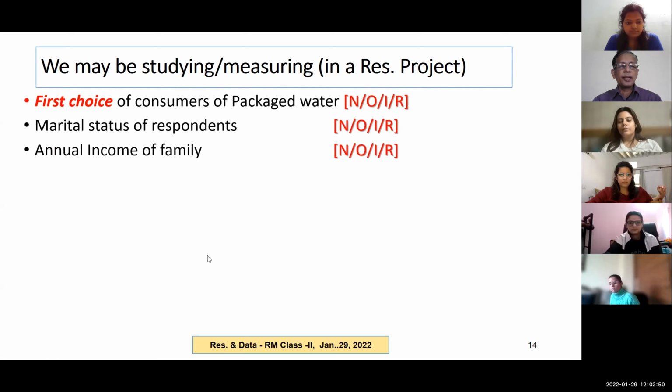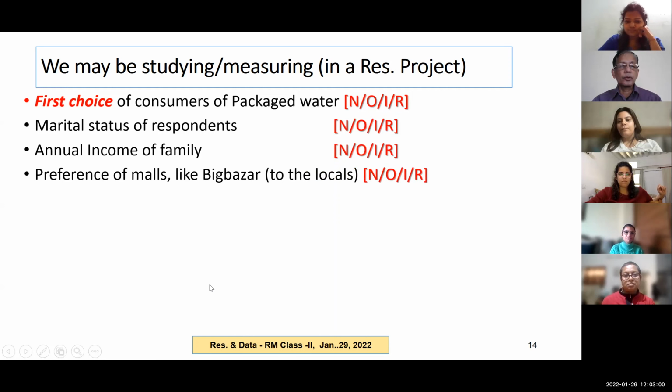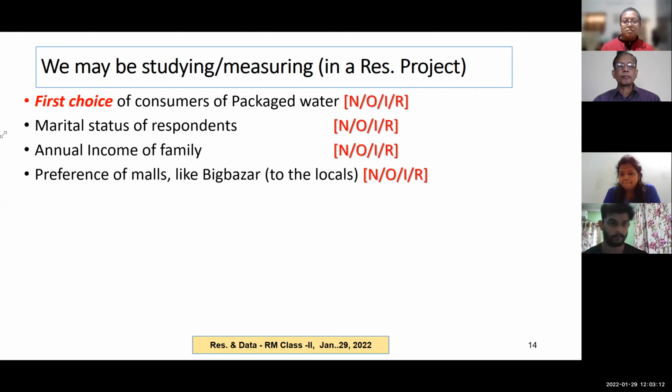Now say annual income of a family. I remember, I think Priyanka and Satish had a debate. Sorry, we are at the 3rd row. Can we have a comment from the 3rd row? Interval. Ratio. Interval. Interval.